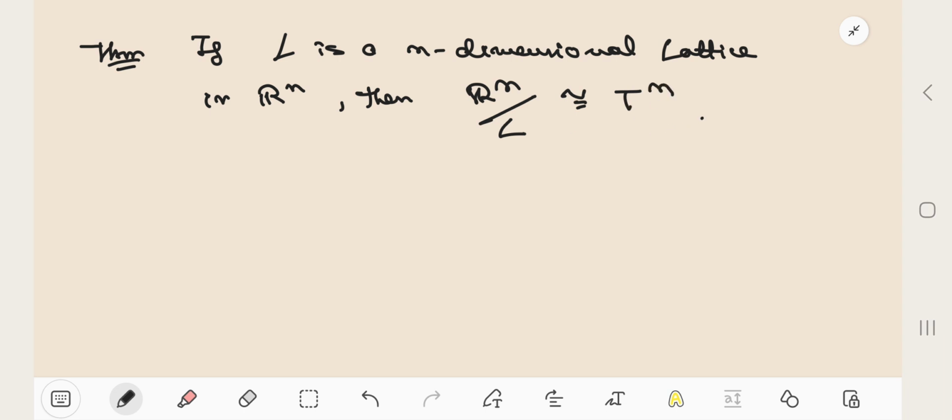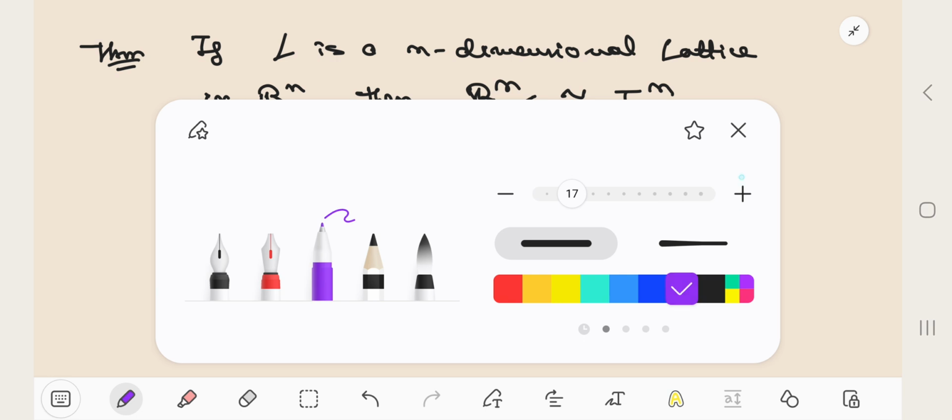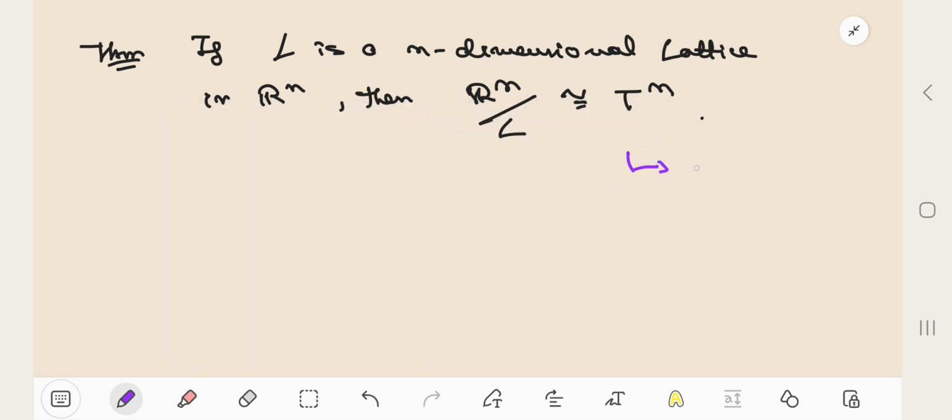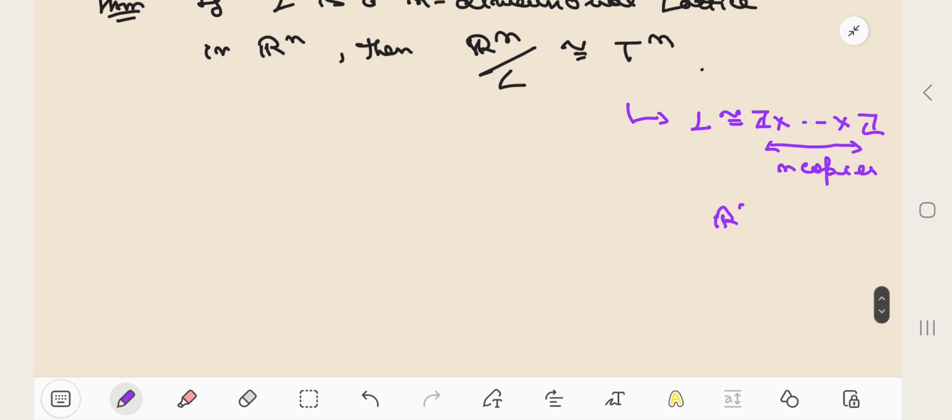Okay. Now the first thing to observe is that since L is an n dimensional lattice, L is isomorphic to the direct product of n copies of Z. So this lemma can also be thought of in this way. It's Rn mod Zn isomorphic to Tn, which I can refer to as Sn. So it's just a generalization of the lemma.